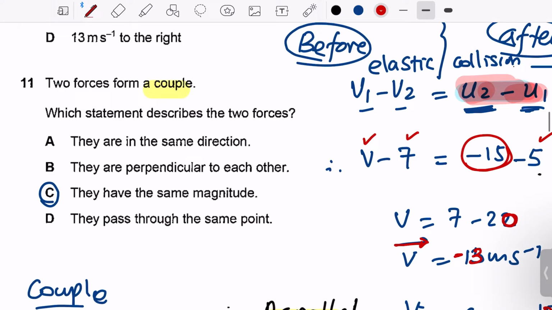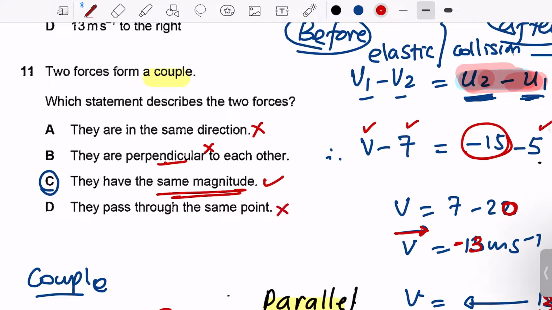If you look at this one, they have the same magnitude, which is a condition. They are in the same direction, no, they should be in opposite direction. They are perpendicular, no, they should be parallel. They pass through the same point, no, they should have a gap between them. So only this condition is correct, others are not correct about a couple.